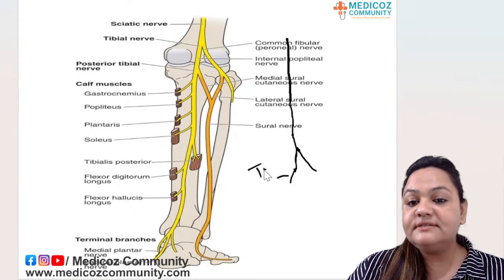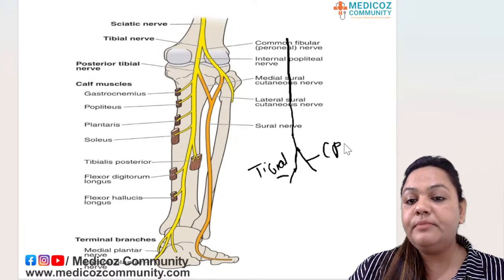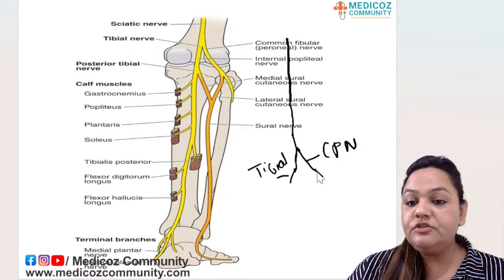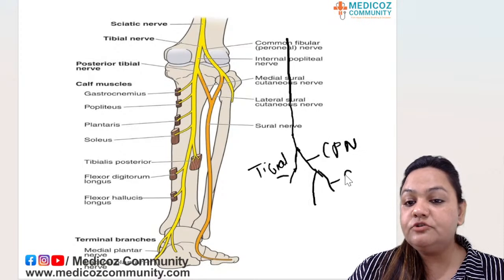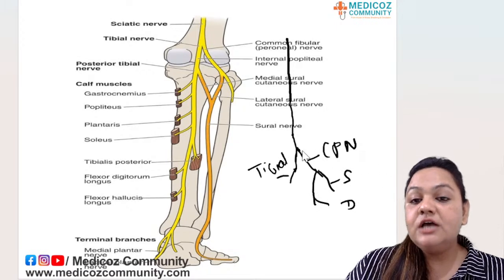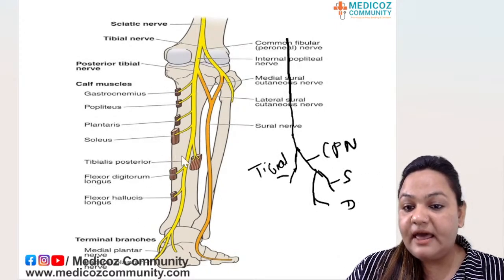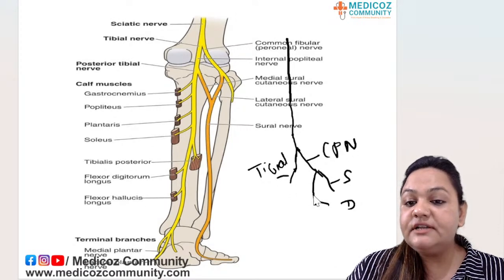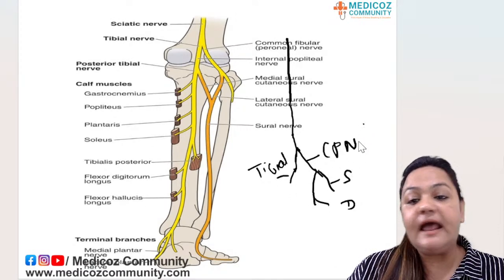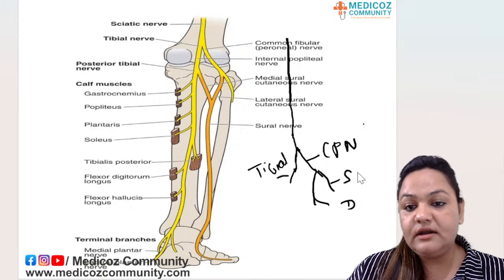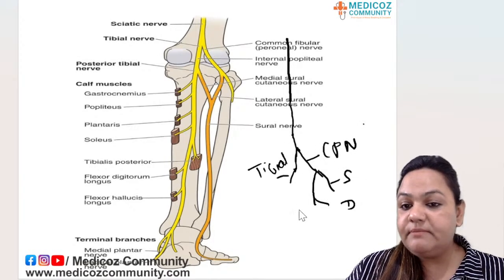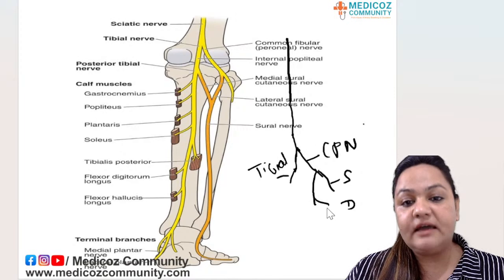One is called the tibial nerve, and another is called the common peroneal nerve. Later on, this common peroneal nerve divides into the superficial and deep peroneal nerves. Clear? So the tibial nerve supplies the muscles of the posterior compartment of the leg, and the common peroneal nerve supplies the muscles of the anterior and lateral compartments of the leg. Clear? So now we have got the nerve supply for the different compartments of the leg muscles.